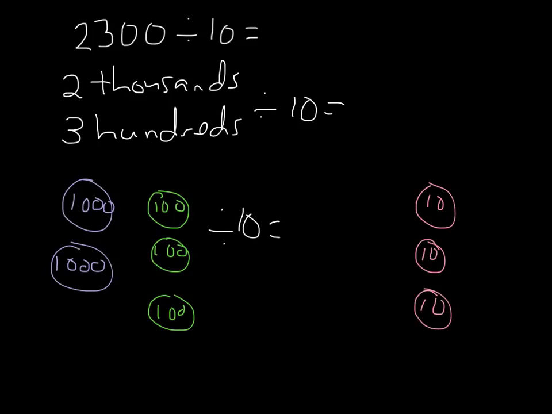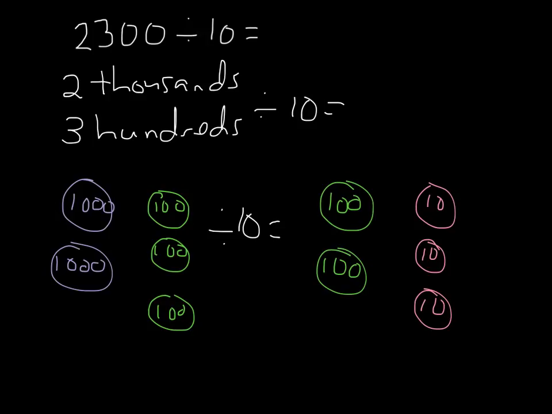Now, what happens if we have 1,000 divided by 10? Well, think about it like pieces of candy. If you had 1,000 pieces of candy and you split it equally into 10 groups, each group would have 100. 1,000 divided by 10 is 100. And so my 2,000s will now be 200s.